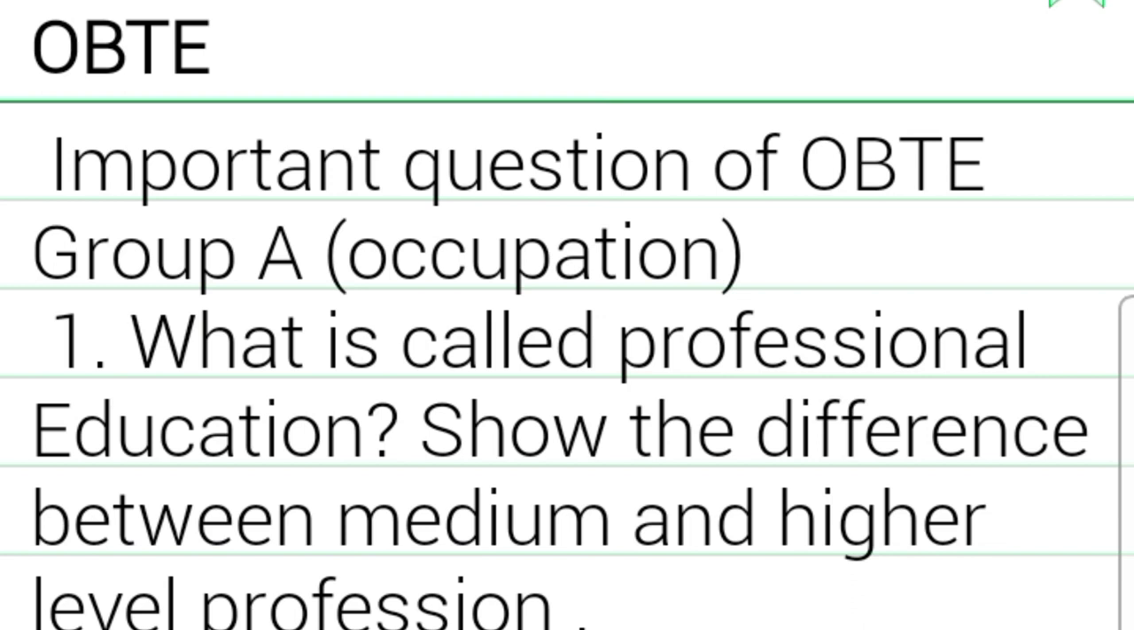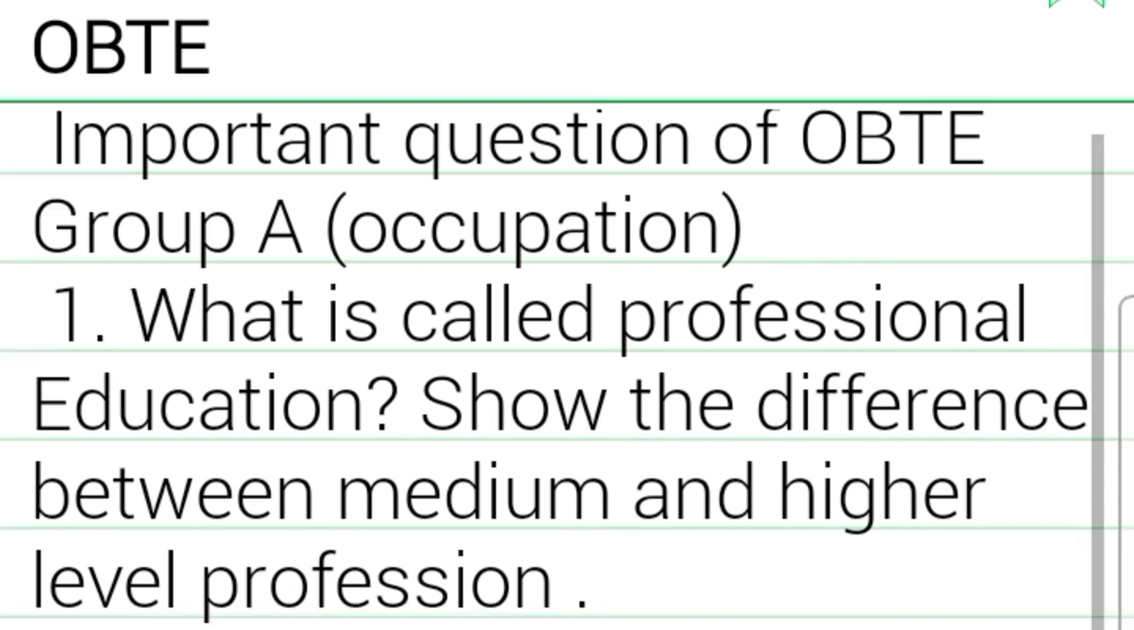5. What is meant by organic vegetables farming? Write the benefits of organic vegetables farming. 6. What points should be considered while preparing a fruit garden?